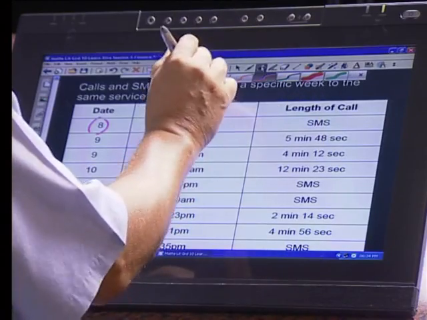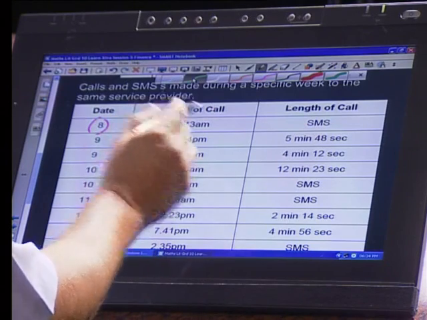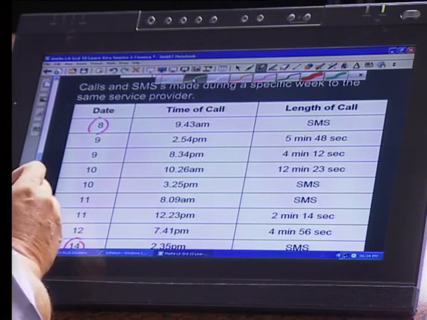Okay. I'm going to go back to this first page, and we're going to look here. Now, first thing. Let's change our color. Let's start working in green. I make an SMS at 9:43 a.m. on the 8th of the month. The first thing I have to determine is the 8th of the month. Is it a weekend or is it not a weekend? And the time they give me, is it peak time or is it off-peak time?